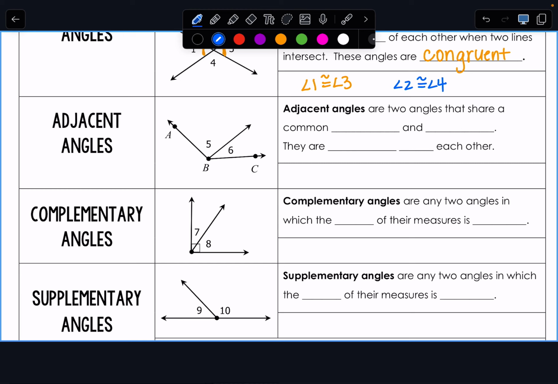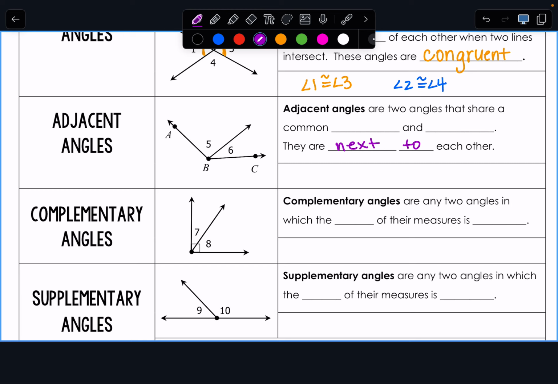Okay? So when we talk about adjacent angles, we're going to go a little bit out of order here. On the second set of blanks, I want you to write the words next to. They're next to each other. That's the first thing that you pointed out about Miss Polinsky's room being adjacent. Her room and my room share a wall.